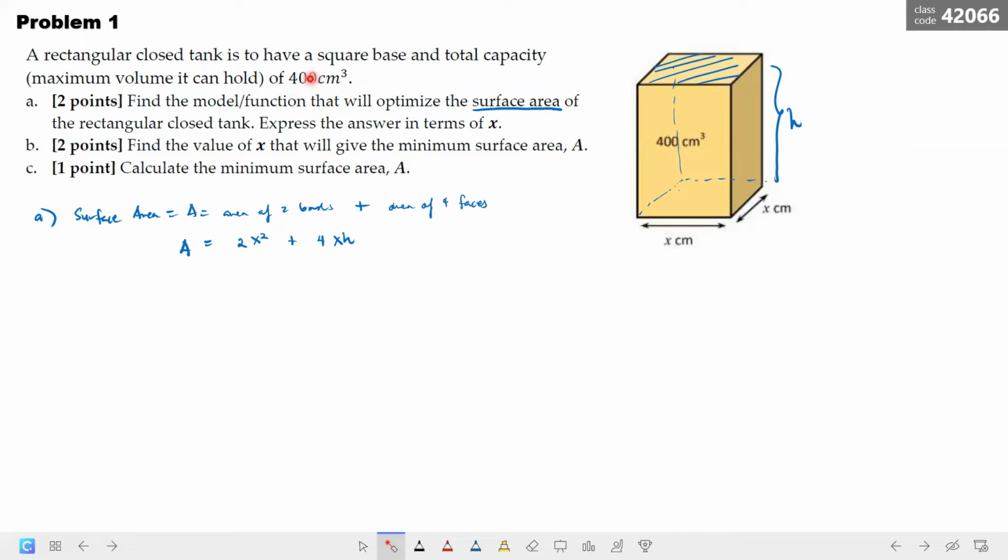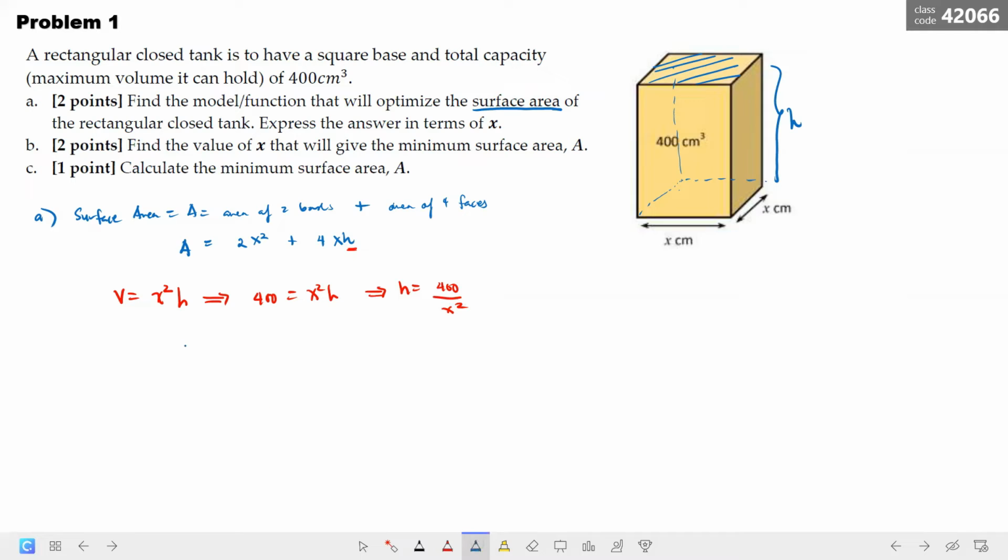It would be nice to use this information wherein the total capacity, or the maximum volume it can hold, is 400 cubic centimeters. Using the formula for the volume, that's the area of the base, which is in this case x squared, multiplied by the corresponding height, which is h. In this equation, the volume is 400 cubic centimeters. In solving for h, in order for us to replace h in terms of x, we can say that h is given by 400 divided by x squared.